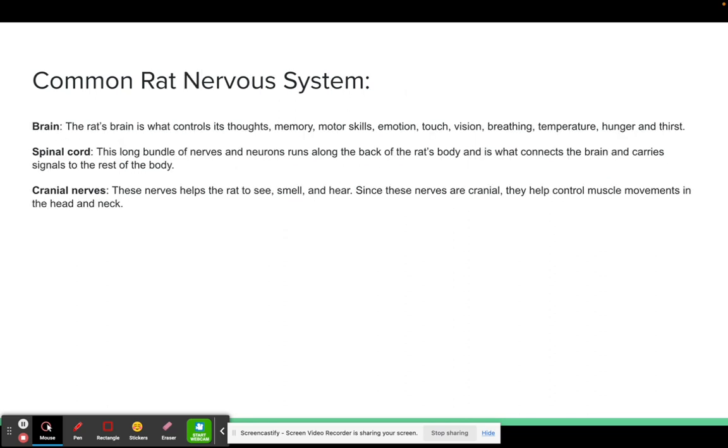Moving on to the nervous system. For the common rat, it consists of the brain, spinal cords, and cranial nerves. The rat's brain is what controls its thoughts, memory, motor skills, emotion, touch, vision, breathing, temperature, hunger, and thirst. And the spinal cord is this long bundle of nerves and neurons that runs along the back of the rat's body, and it's what connects the brain and carries the signals to the rest of its body. The cranial nerves are these nerves that help the rat to see, smell, and hear. And since these nerves are cranial, they help control muscle movements in the head and neck.